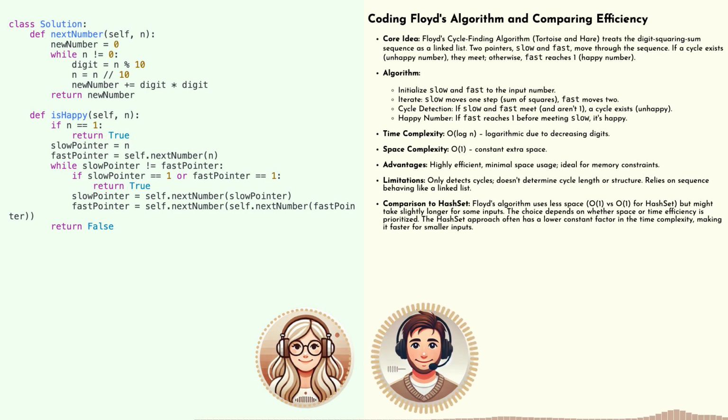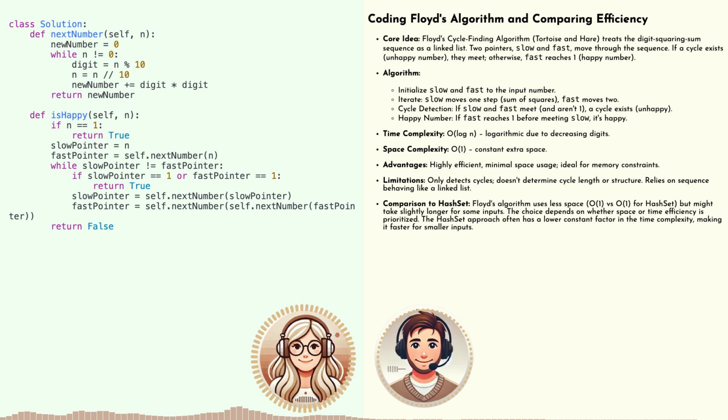Okay. The race begins. Now, here's the clever part. We're in a loop, and it keeps going as long as slow and fast are pointing to different numbers. Until they collide. Exactly. Inside the loop, we do two things. First, we move slow one step forward using our getNextNumber function. The tortoise takes a slow and steady step. And fast, being the hare, takes two steps forward. Two calls to getNextNumber. So the hare is zooming ahead.